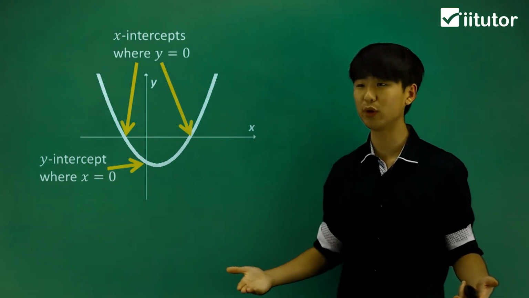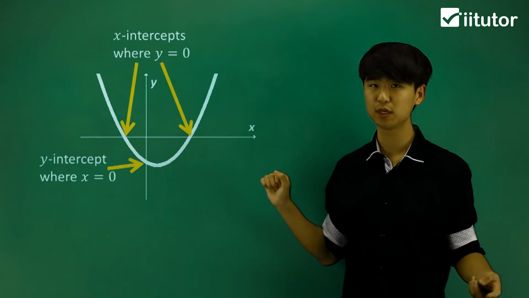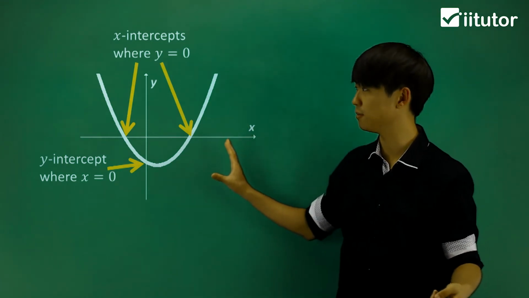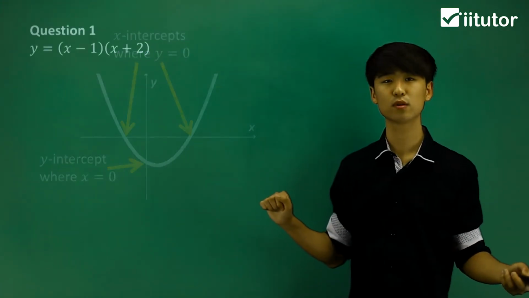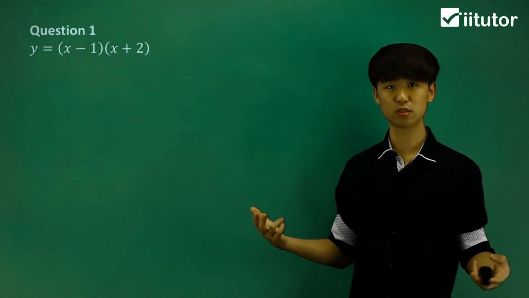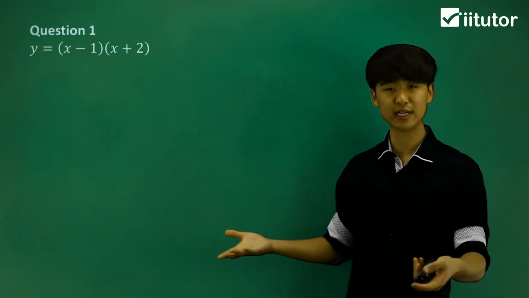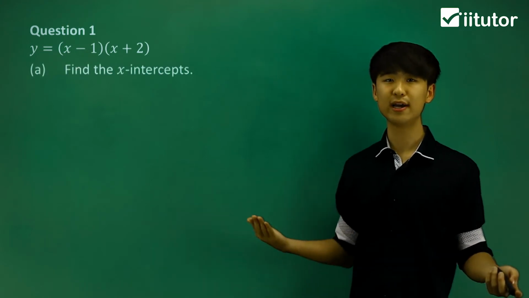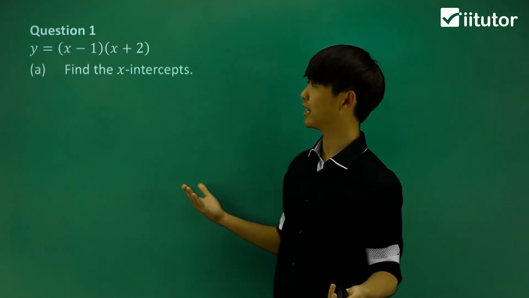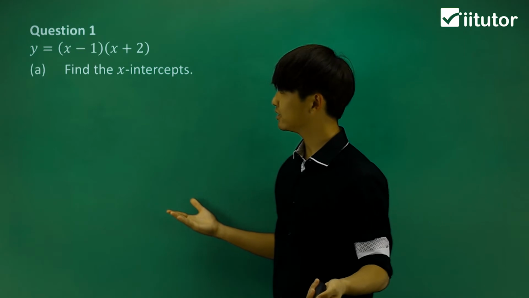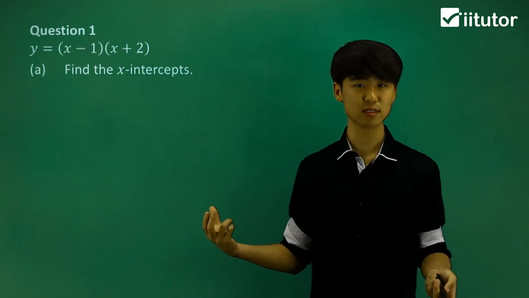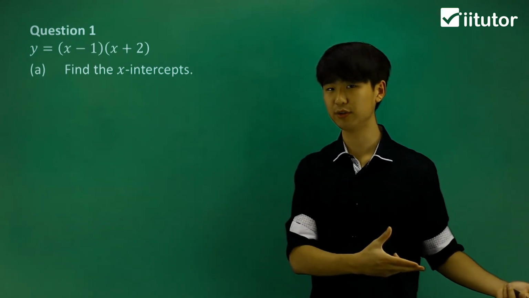We'll look at some questions on how to find these things, but this is pretty much all the theory behind it. So let's take a look at some of the questions. In this quadratic, y is equal to x minus 1, x plus 2, we have to find the x-intercepts. There's going to be more than one. To find the x-intercept, that is when y is equal to 0, correct?